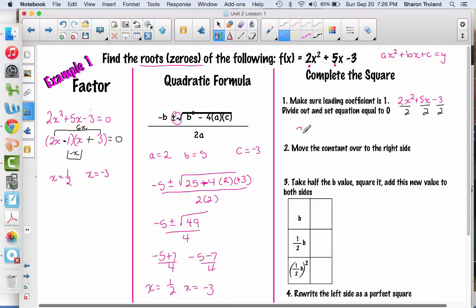Okay, x squared plus 5 halves x minus 3 halves equals 0. Please don't turn them into dirty decimals. You can handle fractions. You're big boys and girls now. Move the constant over to the right side. Remember doing this? I want to isolate the x's.